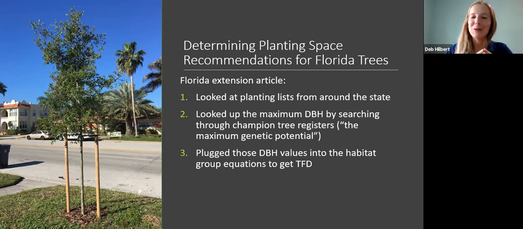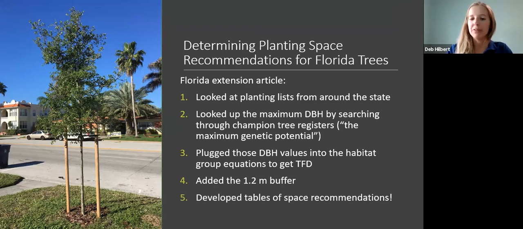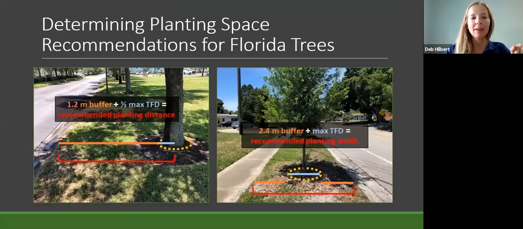And then we plugged in those big DBH values for the maximum mature size, and we got the maximum mature size for the trunk flare. So it's like, if you have this tree planted and you want it to grow to be as big as it can get, then this is as big as its trunk flare is going to get. And then we added a buffer, remember, because you need that buffer between those large structural roots and that zone of rapid taper, where you can still have conflict with sidewalks and construction. And then we came up with our table of recommendations, which I'm going to show you.